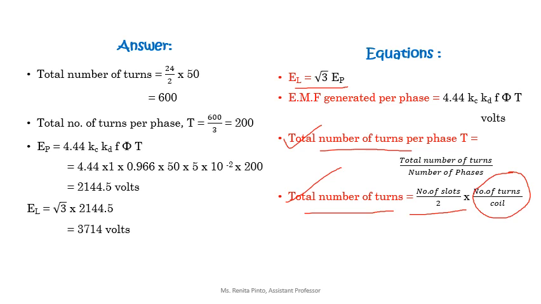Once you find out this total number of turns, you can directly go to the EMF generated per phase. Substitute everything, and once you get this answer, you can go to the line EMF. So this is how you do the problem.